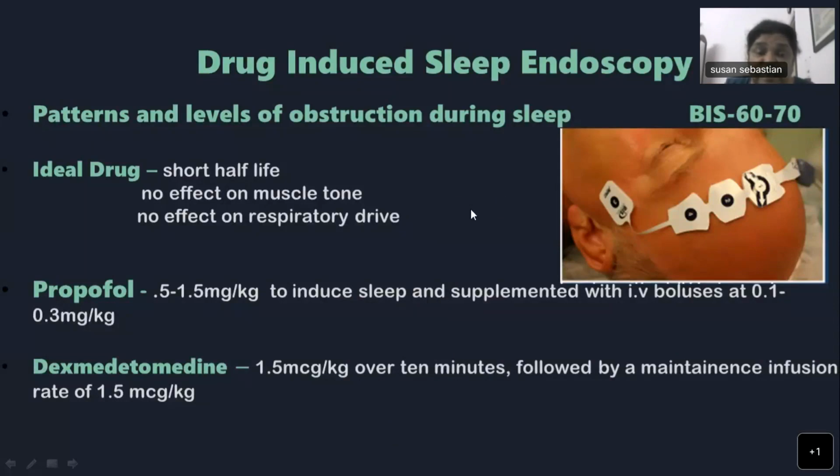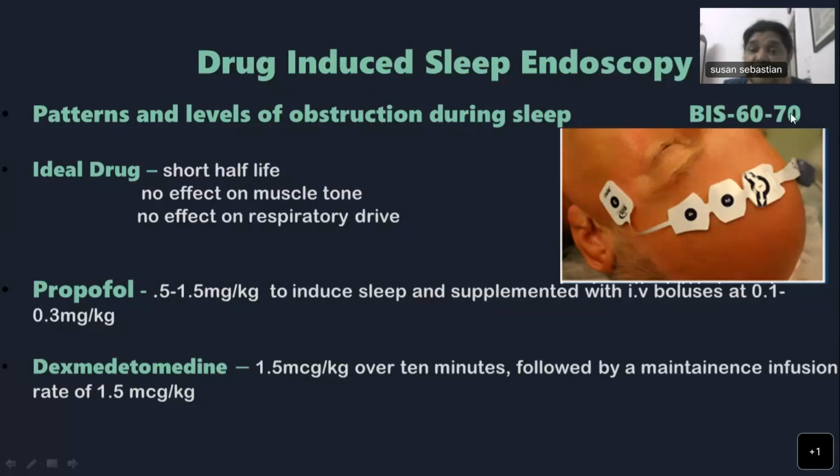So how do we mimic sleep? By drugs. And the ideal drug should have a short half-life, no effect on muscle tone, and no effect on respiratory drive. And the patient should be just sleeping. I don't know whether you can see this. Yeah, the BIS of this should be... BIS is the bispectral index. That shows the level of consciousness of the patient. It should be kept between 60 and 70.